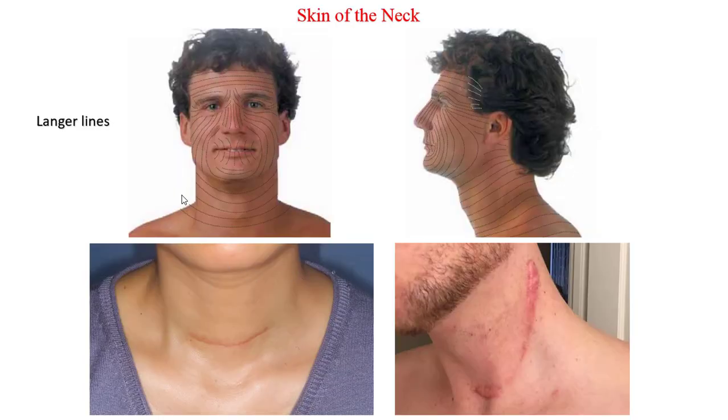The skin covering the neck is arranged in such a fashion that cleavage lines run almost horizontally around the neck. This is important clinically because an incision along a cleavage line will heal as a narrow scar, whereas one that crosses the lines will heal as a wide or heaped up scar.